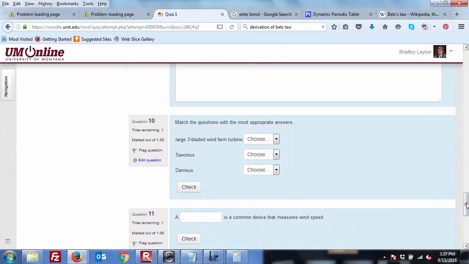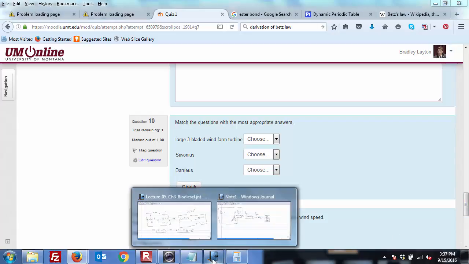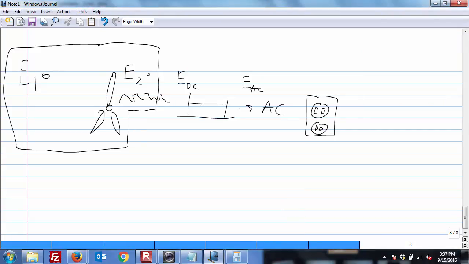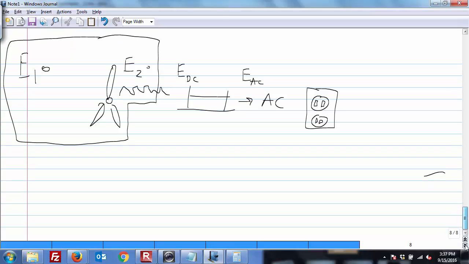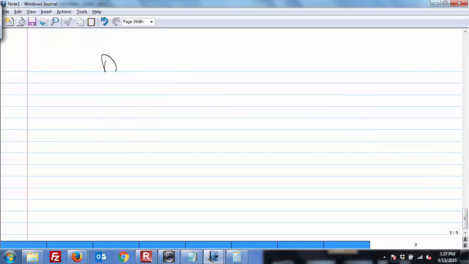Okay, so, do a little research on what, I already told you a little bit about the horizontal versus vertical. One thing I do want to cover is the difference between a Darius and a Savonius wind turbine. So D versus S. A Darius wind turbine is lift-based. The Savonius is drag-based.